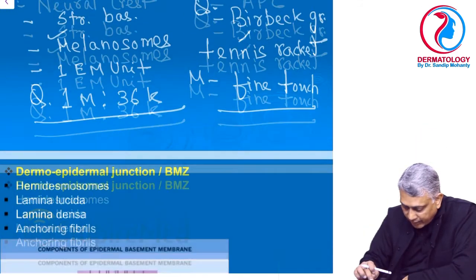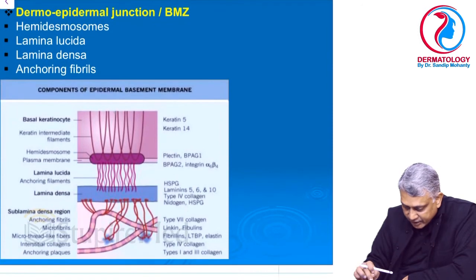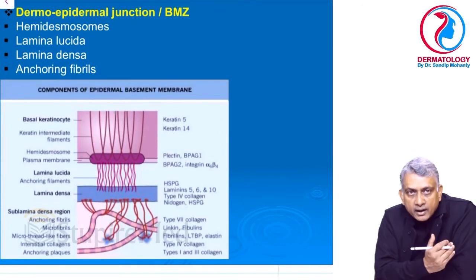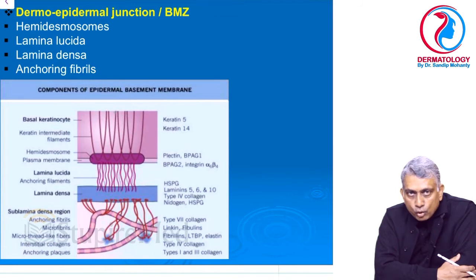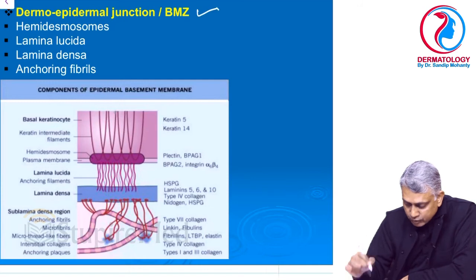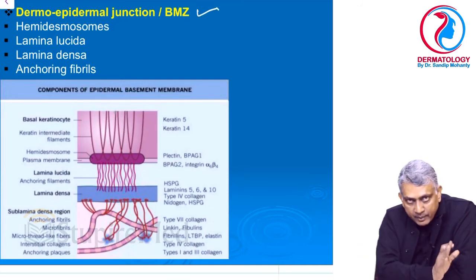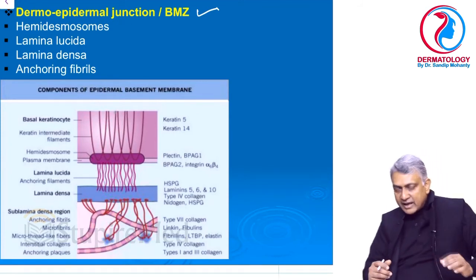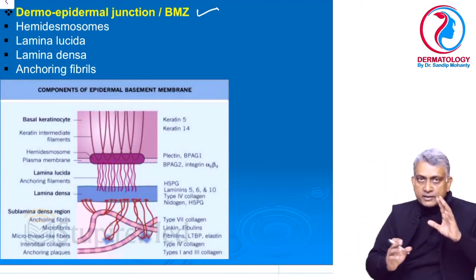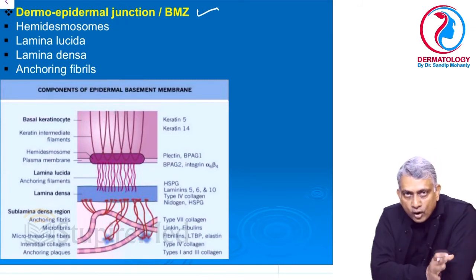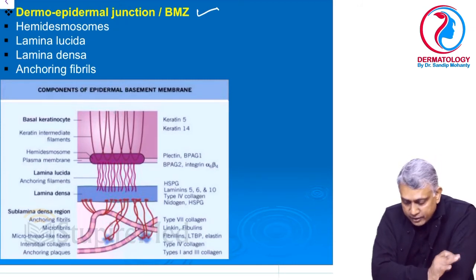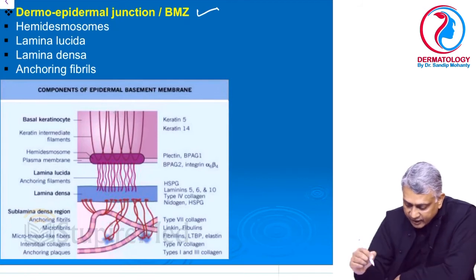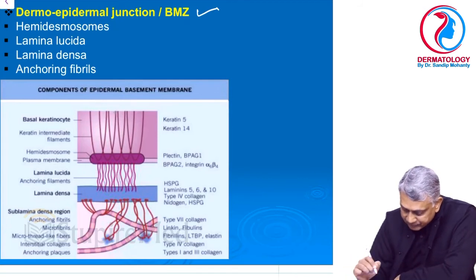Then the next thing we go to is a structure which is present in between epidermis and dermis, which is known as dermoepidermal junction or basement membrane zone. The importance of this basement membrane zone is that it gives mechanical support to epidermis. And as far as clinical significance is concerned, this zone is especially important in vesiculobullous disorders. So what are the components? The components are hemidesmosomes.